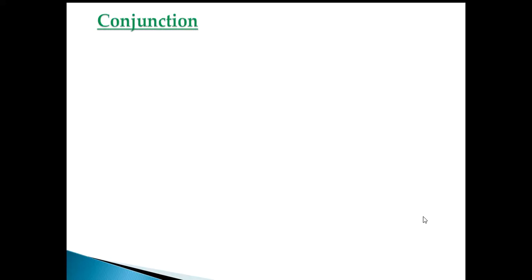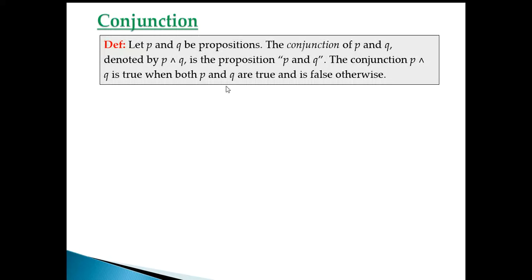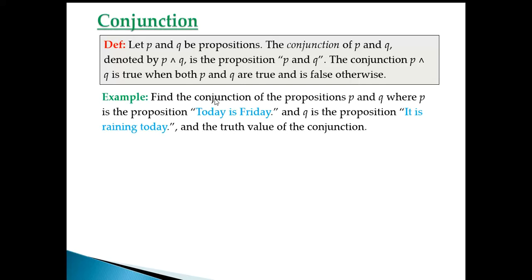Clear? So next we come to the next connective, which is conjunction. So what is the conjunction? Let P and Q be two propositions. The conjunction of P and Q is denoted by this sign, and we read it as P and Q. So what will be the truth value of this? The conjunction P and Q is true when both P and Q are true, otherwise it is false. So only in one case is it true, if both P and Q are true; otherwise this value is always false.